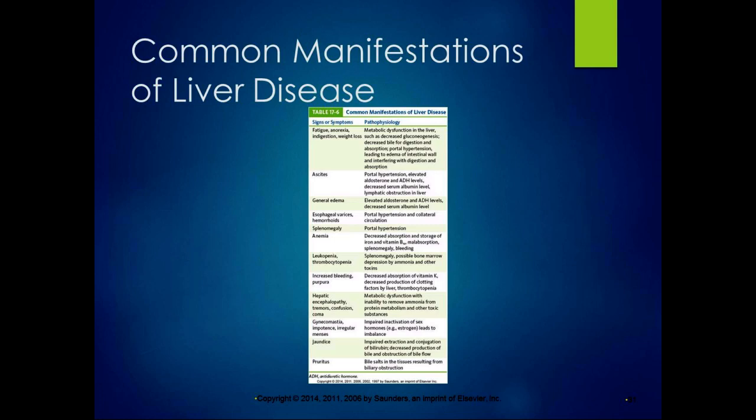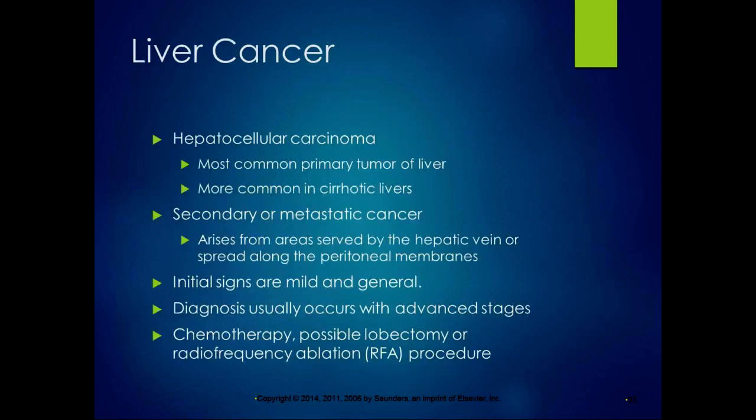So there's a chart in the book that's the common manifestations of liver disease. When you look at these, a lot of them are also manifestations of other diseases. A lot of things can, besides jaundice, which is pretty specifically liver, a lot of the other things can be caused by other problems. So it often leads to late diagnosis of liver disease, which we know leads to a poor prognosis.